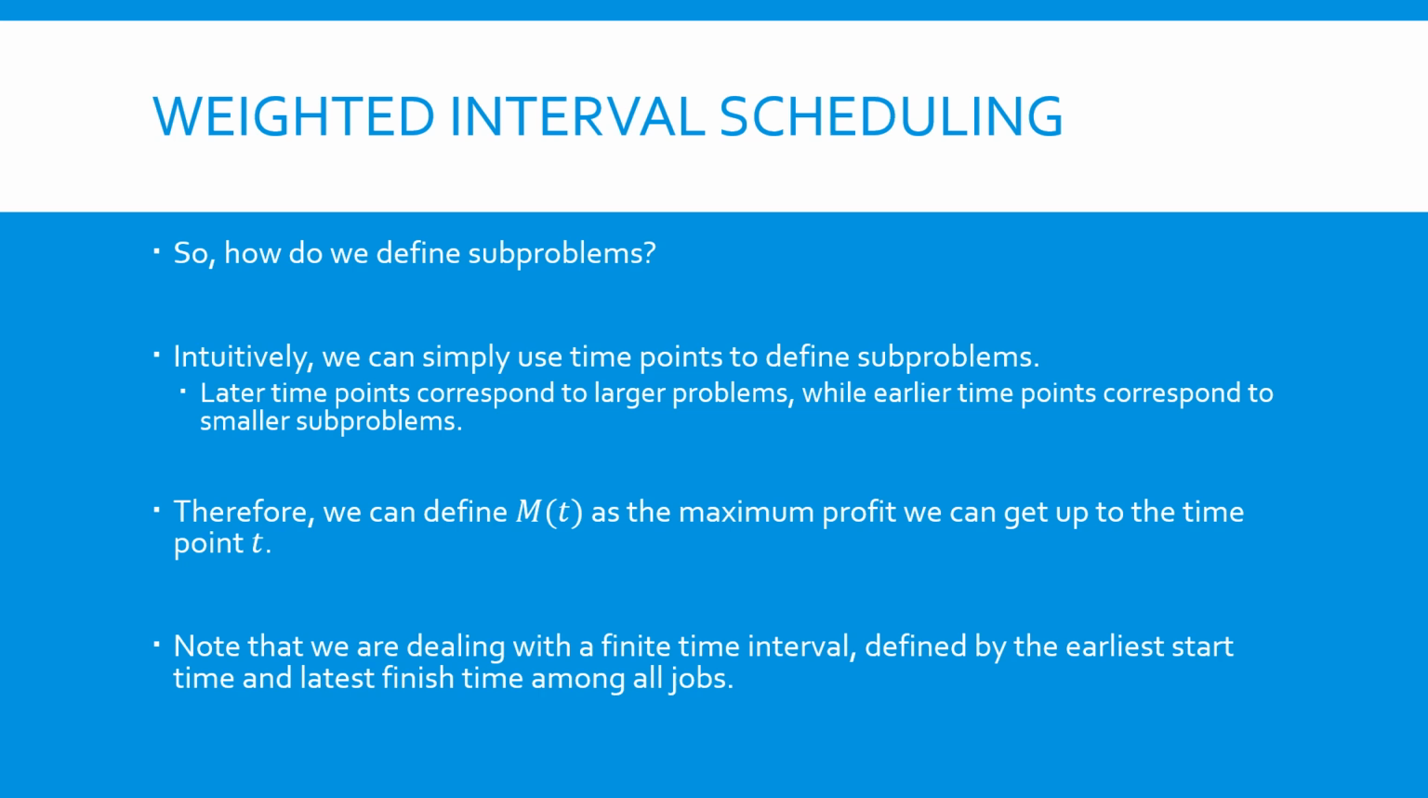Let's begin with defining the subproblems. Intuitively, we can define subproblems using specific time points, where later time points represent larger problems and earlier time points correspond to smaller problems. In other words, given a time point t, we define M(t) as the maximum profit that can be obtained up to that time point. Keep in mind that we are working with a finite time frame here, which is bounded by the earliest start time and the latest finish time among all jobs.